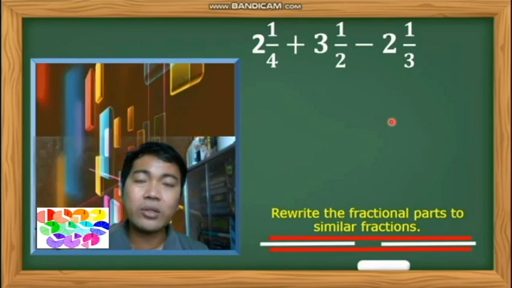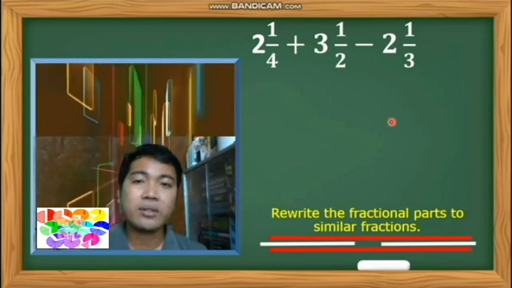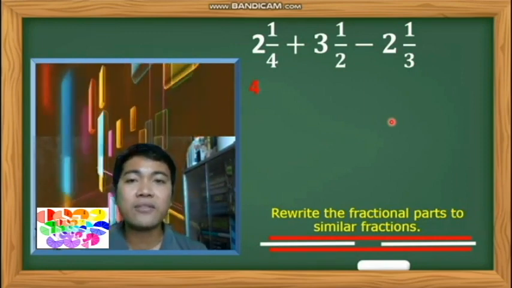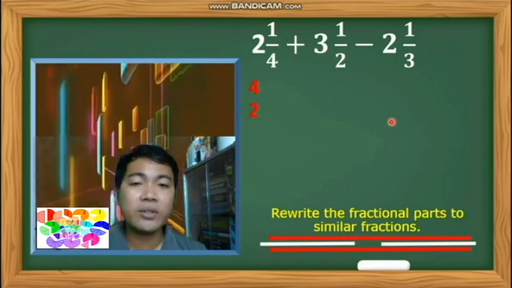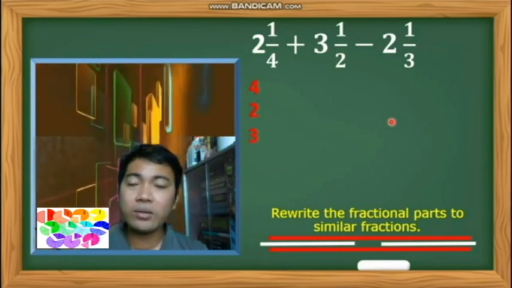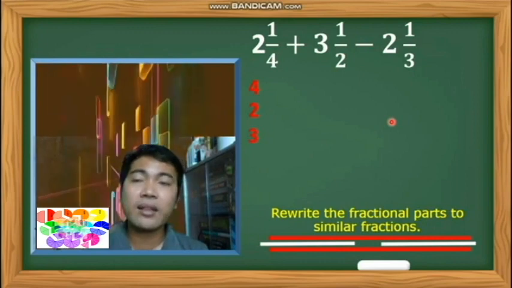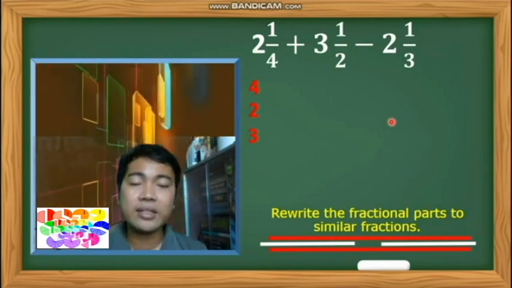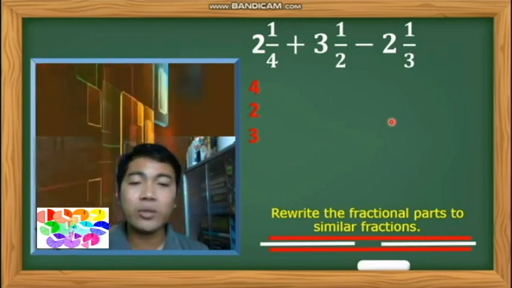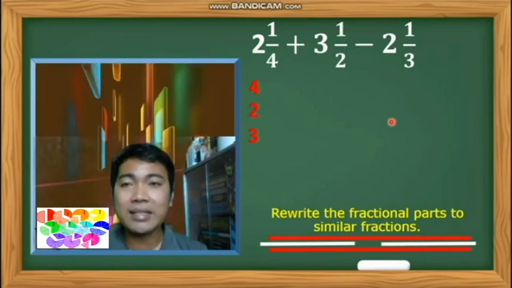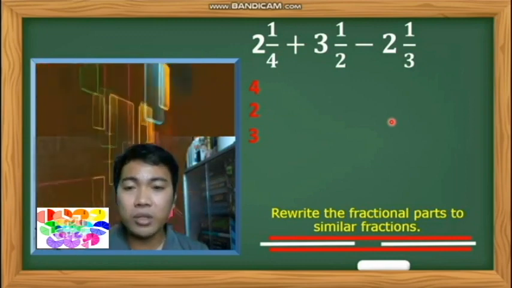So the denominator of the first fraction is 4. And the denominator of the second fraction is 2. Then the denominator of the third fraction is 3. So ang unang gagawin natin dyan is to get the LCD or the least common denominator. So para makuha ang least common denominator, we will have to apply the LCM or least common multiple.